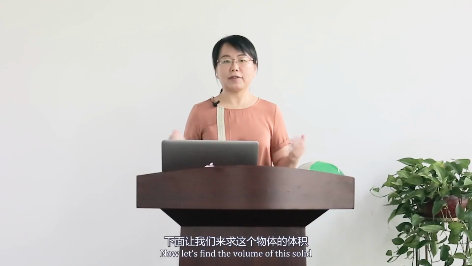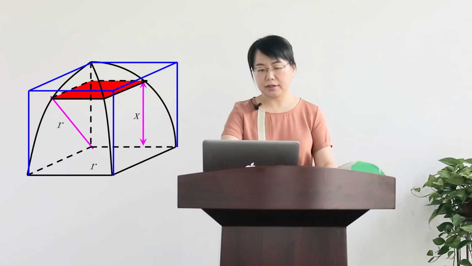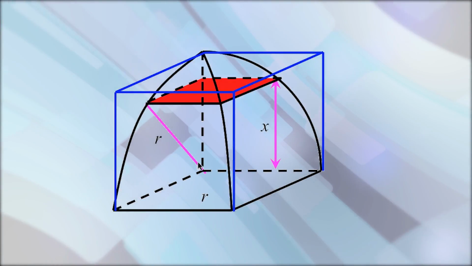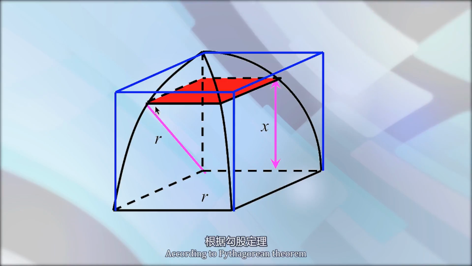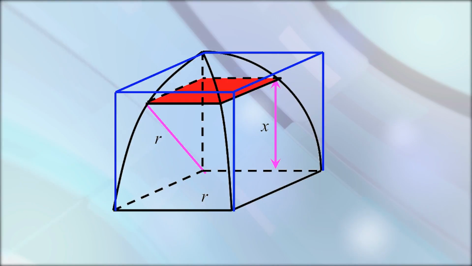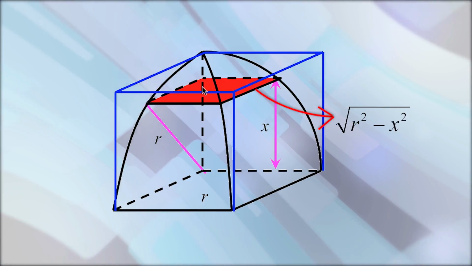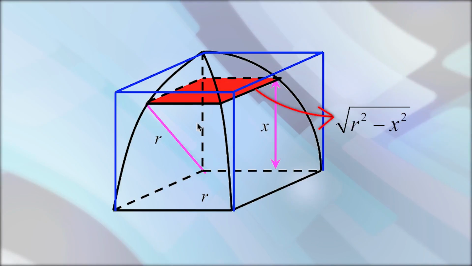Now let's find the volume of this solid. First, we slice this solid horizontally. Each slice will be a square, just like this picture. From this picture, we can see this part is r, and this part is x. So according to the Pythagorean theorem, the square at x has a side length that is the square root of r squared minus x squared.